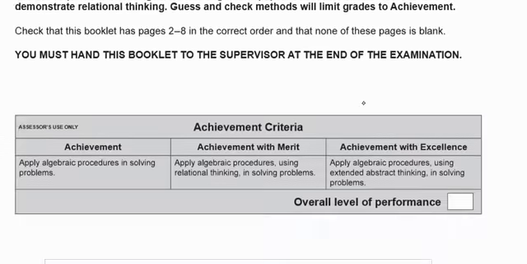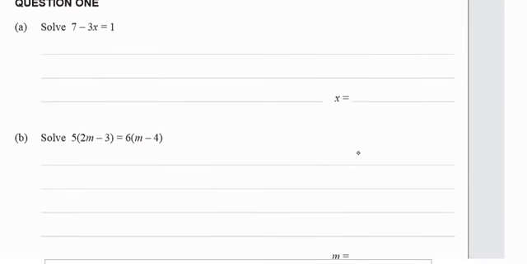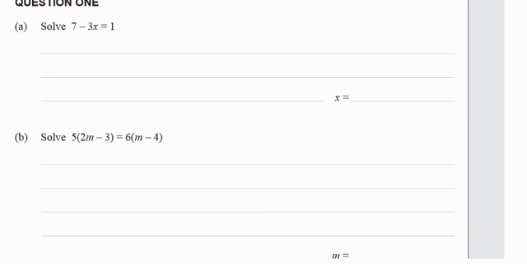Okay, so let's have a look at our first question here. We've got 7 minus 3x equals 1. We want to get x by itself, so we're going to do that by getting rid of the 7 to start off with, and that will just leave us with negative 3x on that left hand side. So we can write negative 3x equals, and then 1 minus 7, well that's negative 6.